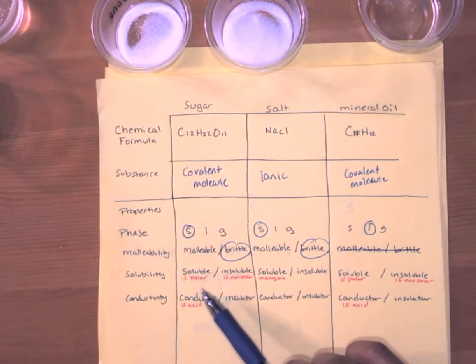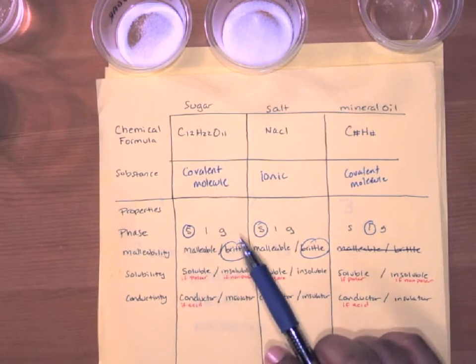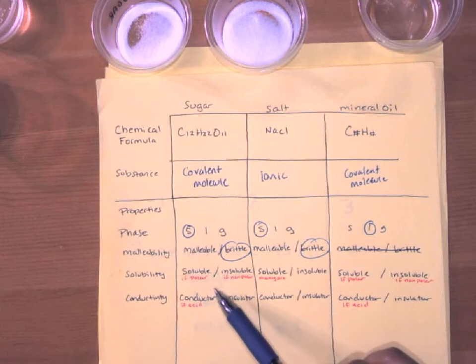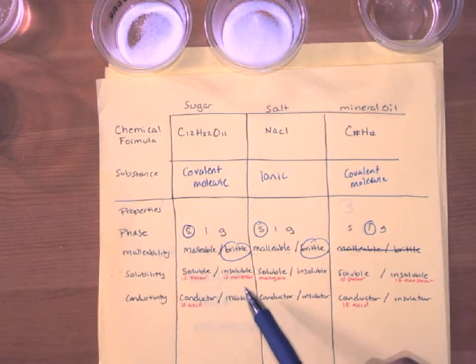Next thing is the solubility. So soluble, of course, again means whether or not something dissolves in water. And when it comes down to covalent molecules, some of them are soluble and some of them are not. If it's polar, it will be soluble, and if it's nonpolar, it will be insoluble.